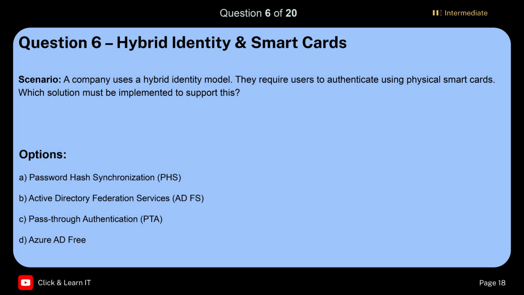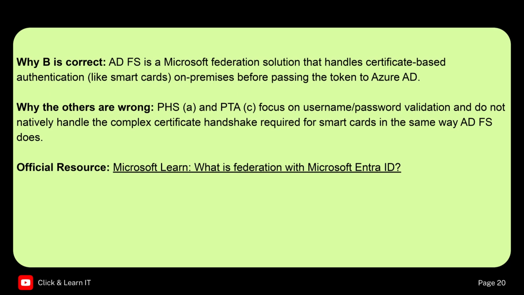Question 6. A company uses a hybrid identity model and requires physical smart cards for authentication. Which solution must be implemented to support this? The correct answer is B. Active Directory Federation Services, or ADFS. ADFS handles certificate-based authentication like smart cards on premises before passing the token to Azure AD.